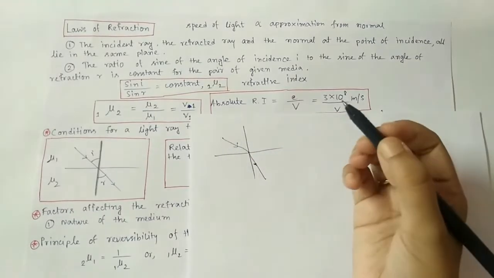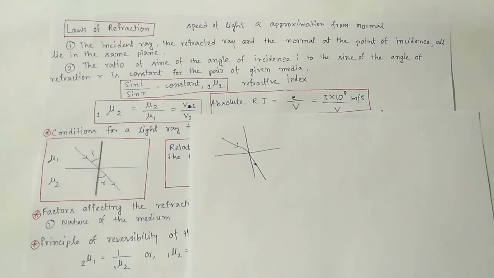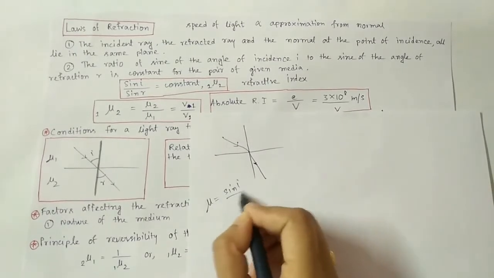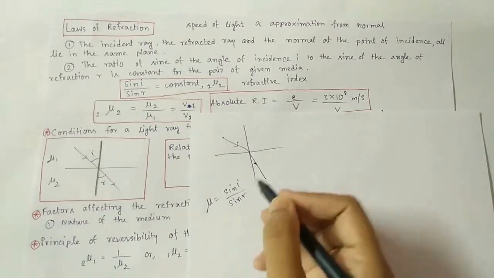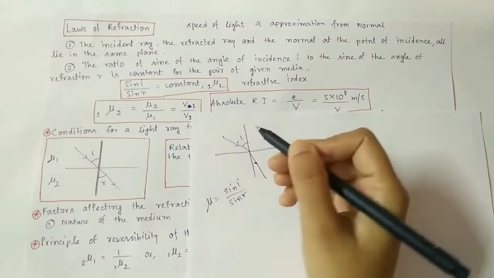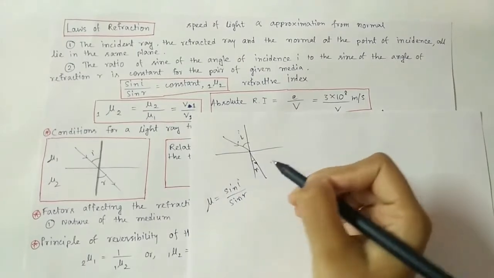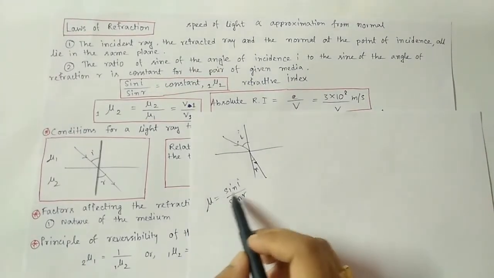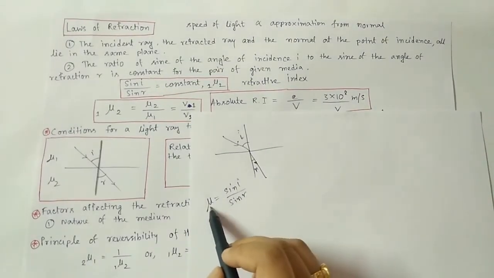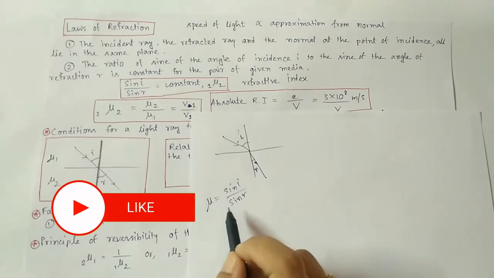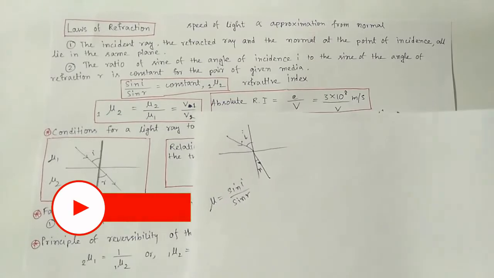From this you can say that the refractive index mu is dependent on the nature of the medium. I have told you that mu is equal to sin i by sin r. Now what is sin i? This is i, the angle of incidence, and this is r, the angle of the refracted ray. So mu is highly dependent on these two angles. That is why mu depends on the nature of the medium.